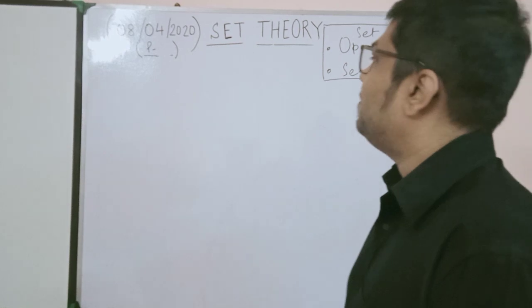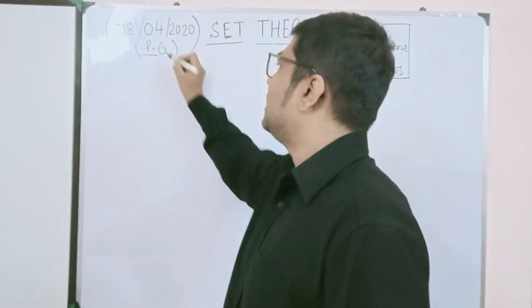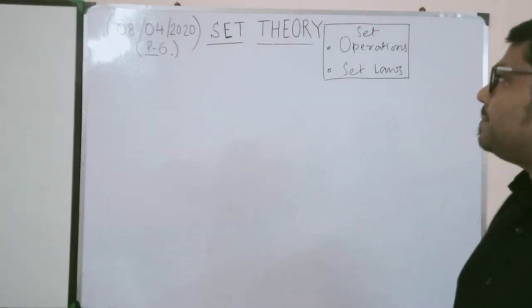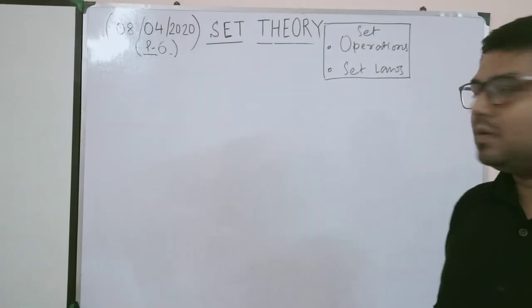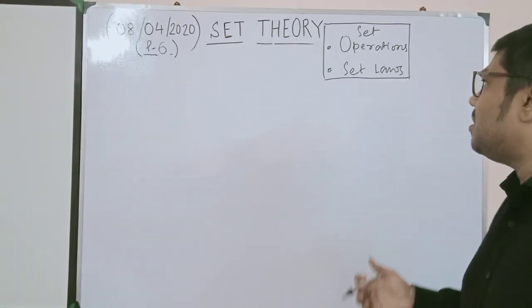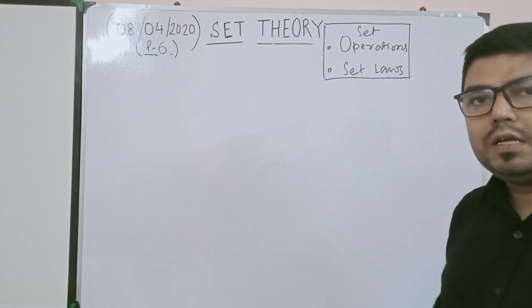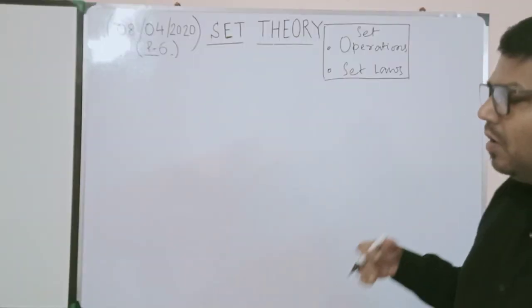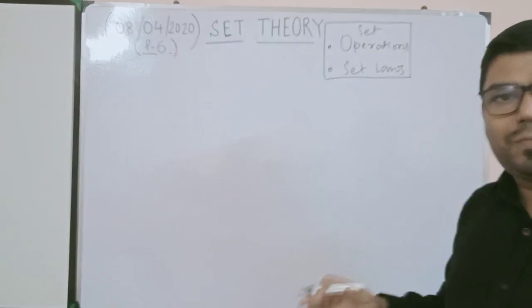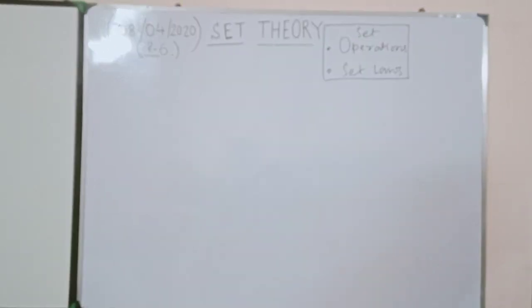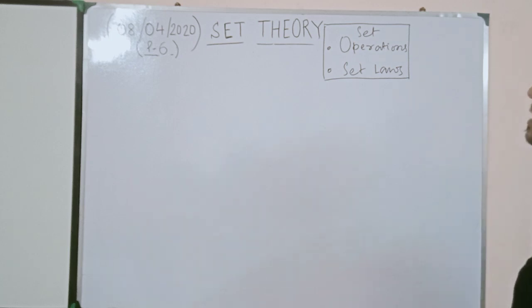I came back with part 6 today, and today we will deal with the set operations and the set laws in this chapter. So let us see what the set operations are. Now you know that we have the very basic mathematical operations like division, multiplication, addition, subtraction. These are the basic mathematical operations. Set also follows some kind of operation, so that also we need to consider for adding or subtracting the sets.